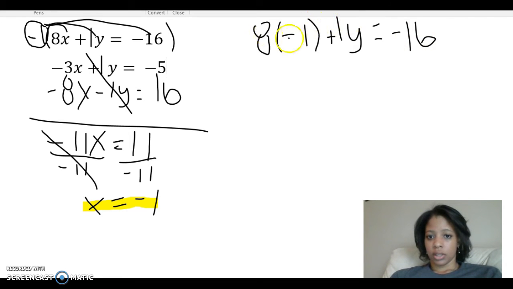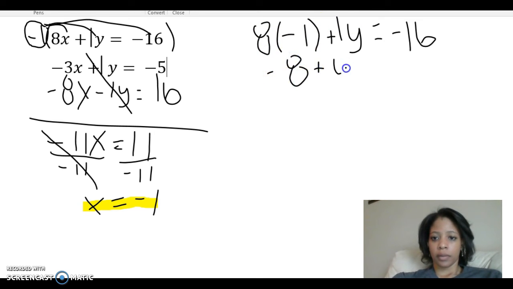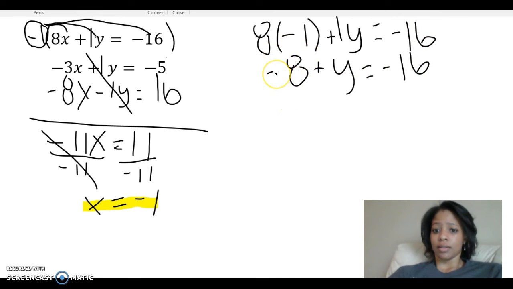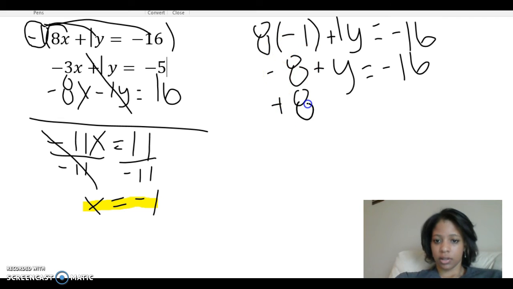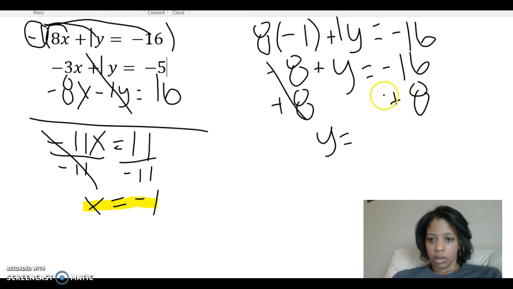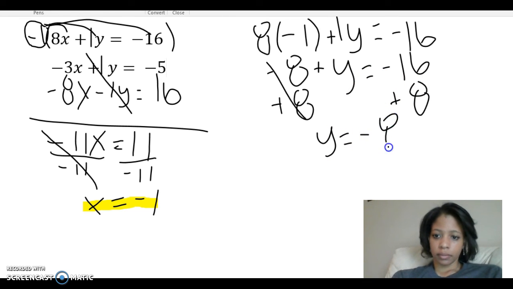So the first thing I want to do is this multiplication. So 8 times negative 1 is going to be negative 8. And then plus y equals negative 16. So now I'm just solving for y. So I need to get rid of this negative 8. So the opposite of negative 8 is plus 8, right? So I'm going to add 8 to both sides. These cancel. All I have left is y equals, what's negative 16 plus 8? Should be negative 8. So now I have my y solved also.